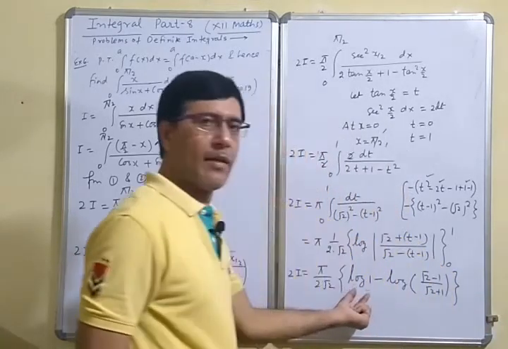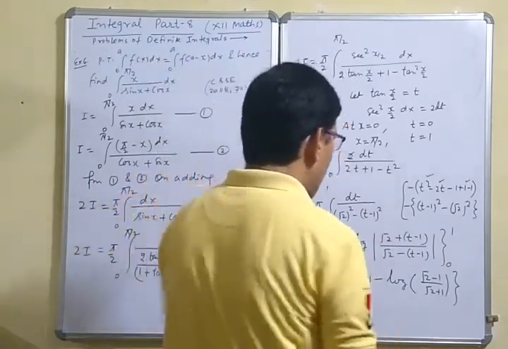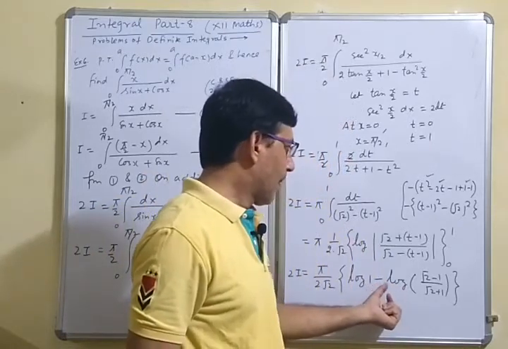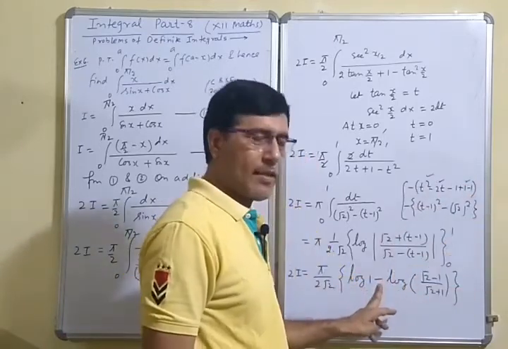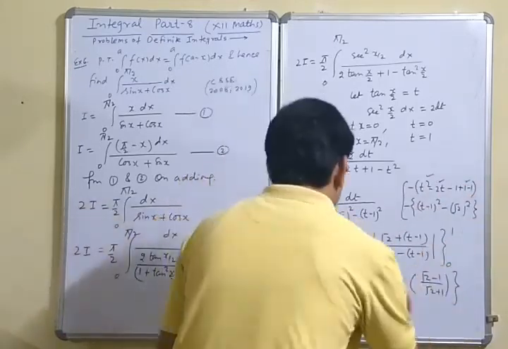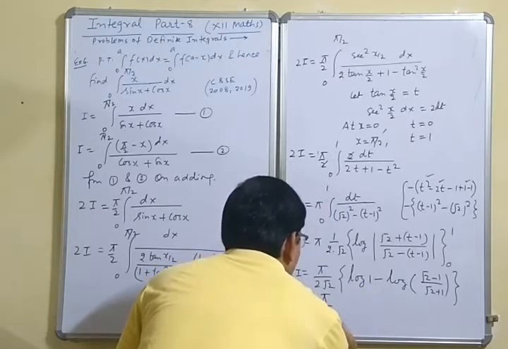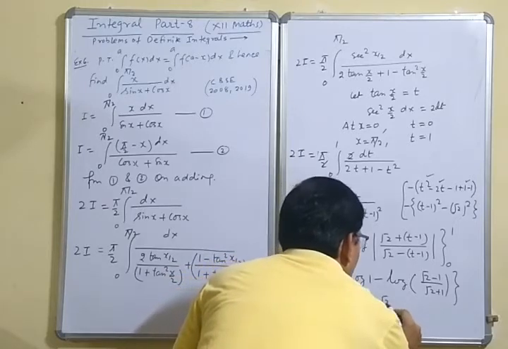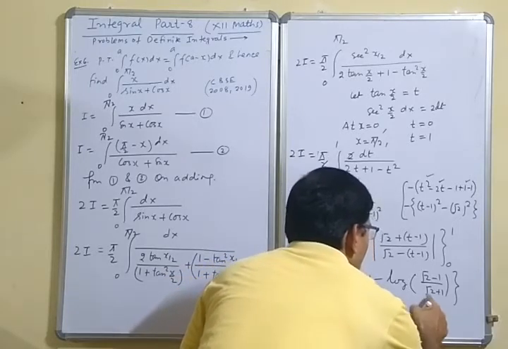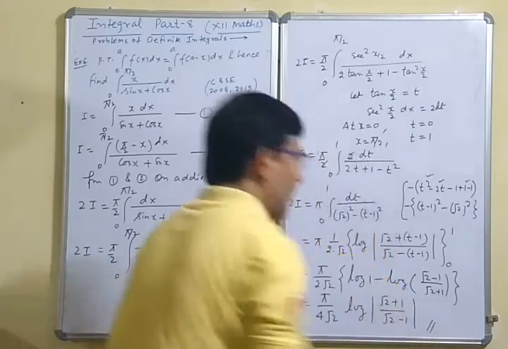So log 1 is what? Log 1 is 0. Here we use the formula that minus log a upon b is log a minus log b. The minus sign is outside, so we interchange it. So it becomes I equal to pi upon 4 root 2 log of root 2 plus 1 upon root 2 minus 1. So that is the required solution.